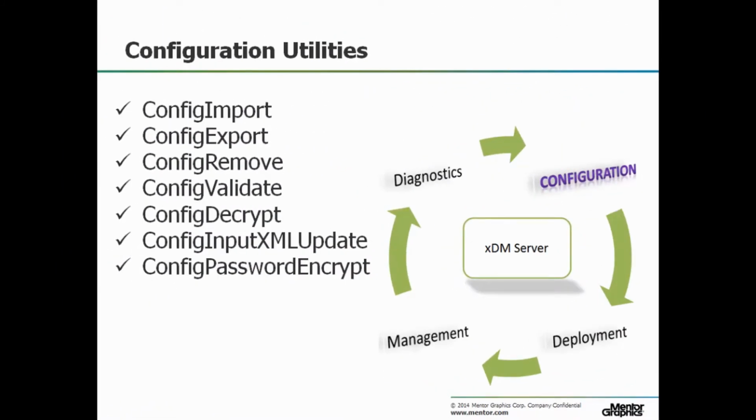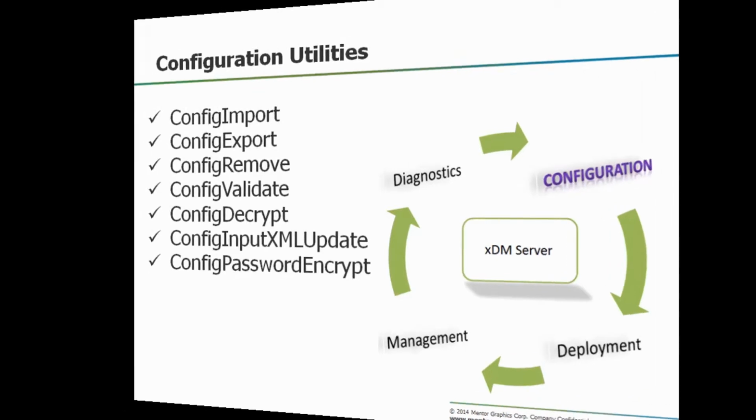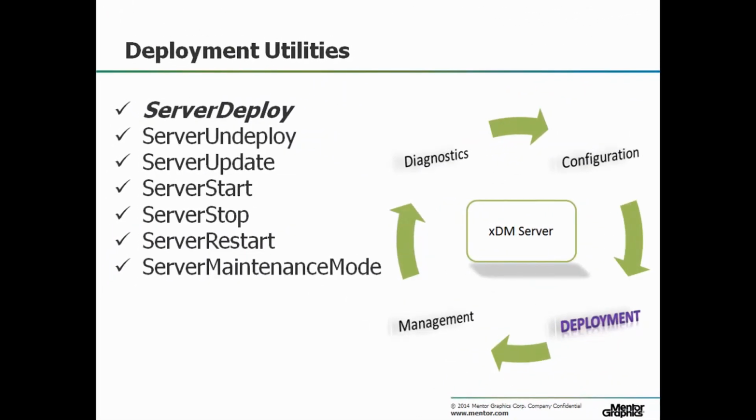Here is a list of the configuration utilities. These utilities will help you customize your configuration in order to successfully deploy the xDM server. Let's review the deployment utilities within the System Utilities toolbox. Server Deploy is the main utility used for deploying the xDM server. In a similar way, you use server undeploy to undeploy the xDM server and server update to update the server with new configuration or new software.